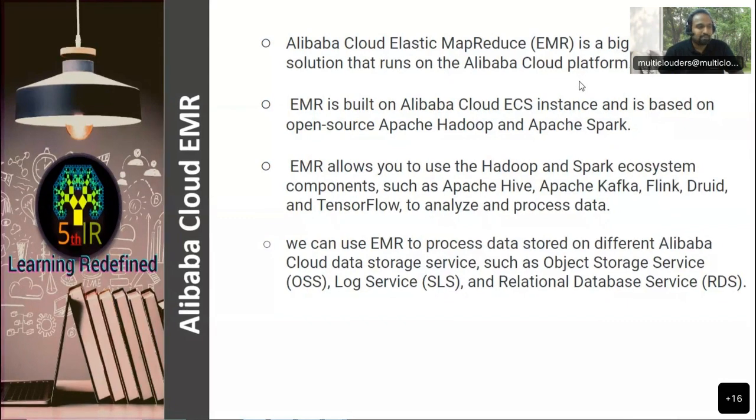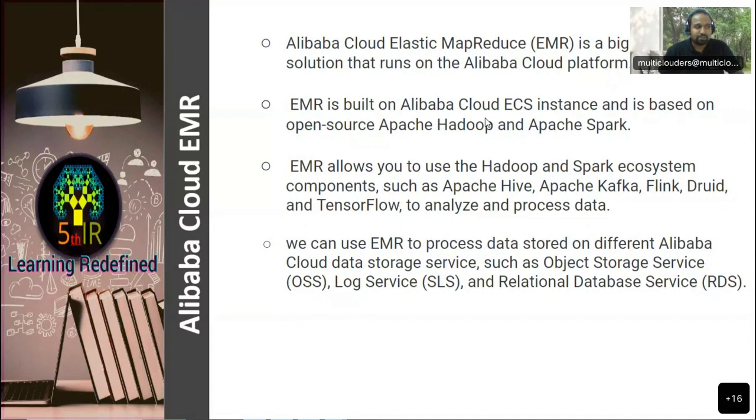This Alibaba Cloud Elastic MapReduce is a big data processing solution, and it runs on Alibaba Cloud platforms. Normally, Alibaba Cloud Elastic MapReduce is implemented on Elastic Compute Service. So it is built on Elastic Compute Service, and it is based on the open source Apache Hadoop and Apache Spark framework. So it is similar to the open source Hadoop ecosystem tools, and it is implemented over Alibaba Cloud Elastic Compute Service instances, and it provides all the components as well as services such as Apache Hive, which is provided by Elastic MapReduce.